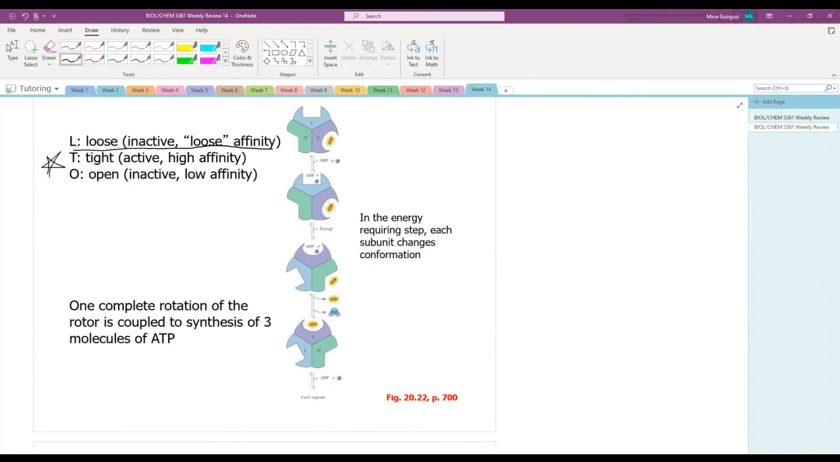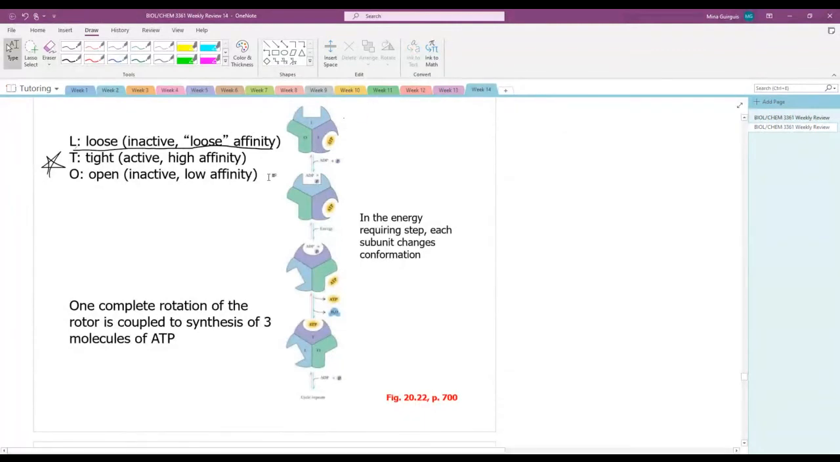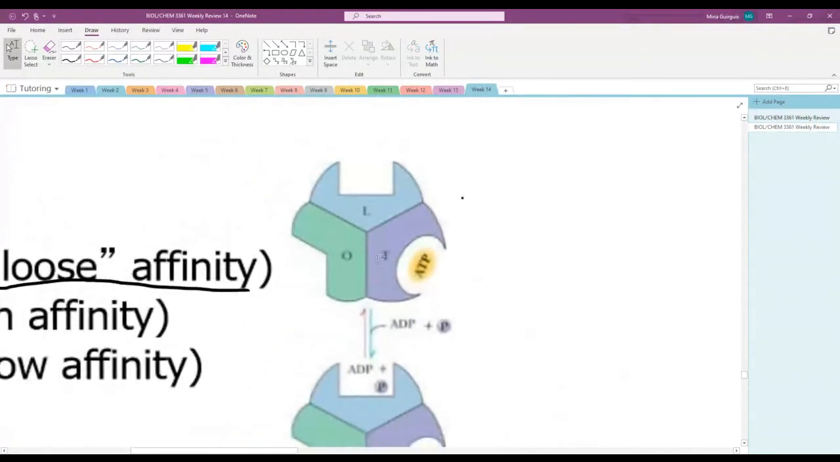Why? I'll get there. So I apologize, I did not mean to draw the line. I meant to zoom in closer. So we have a tight, a loose, and an open.